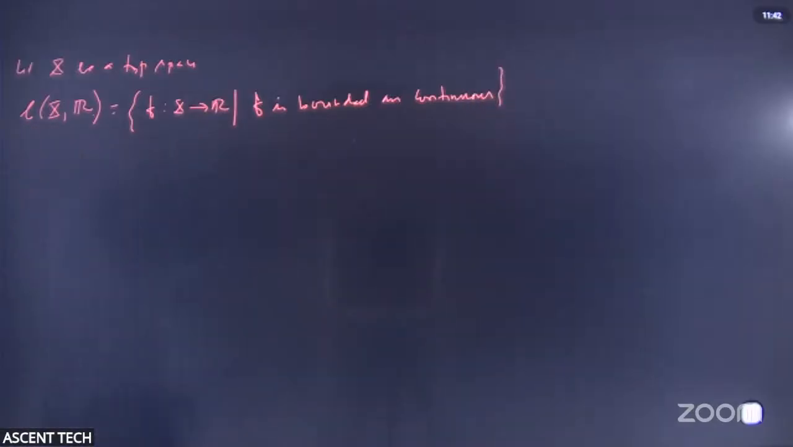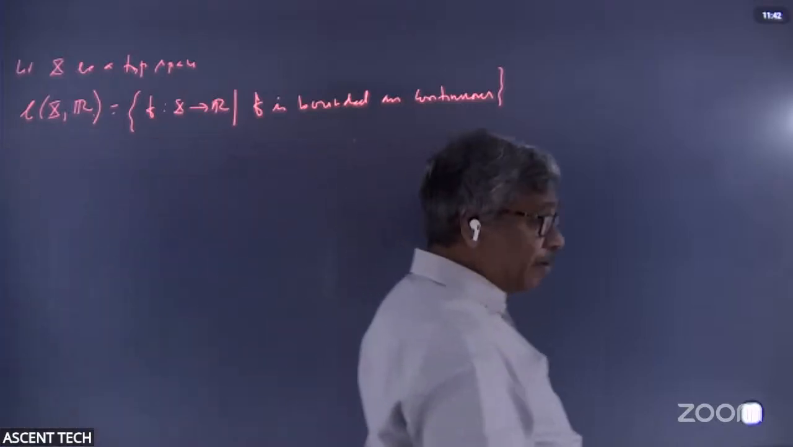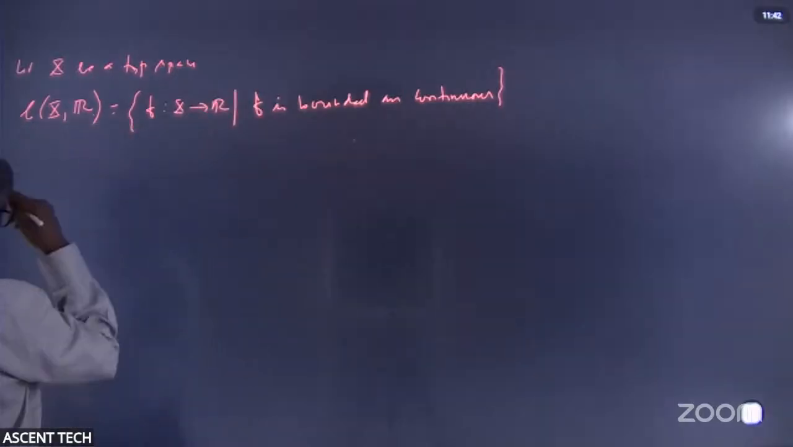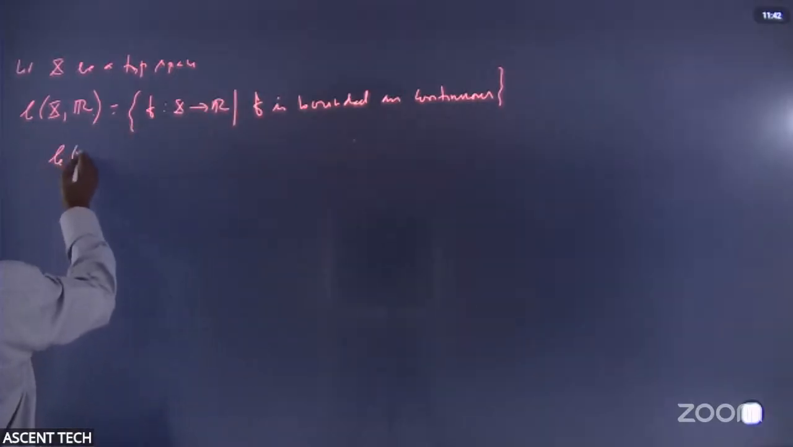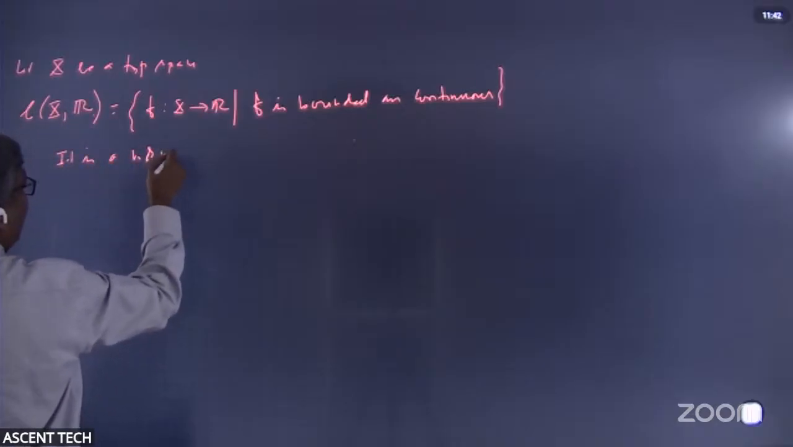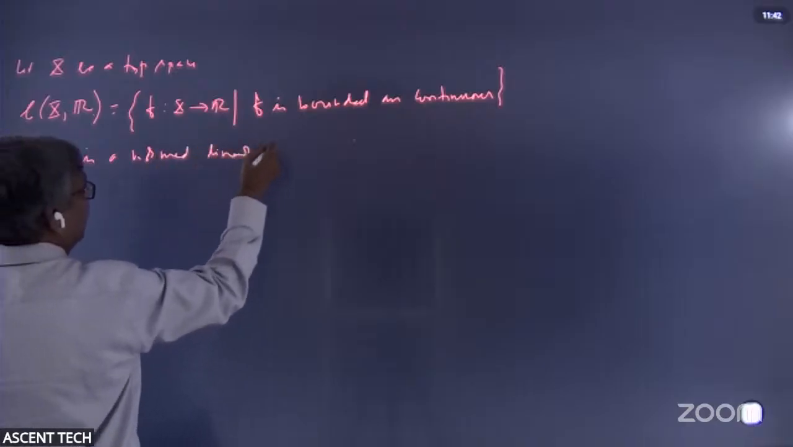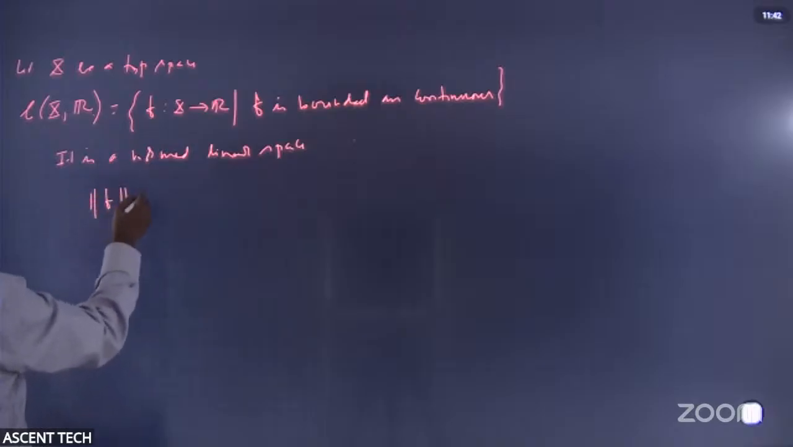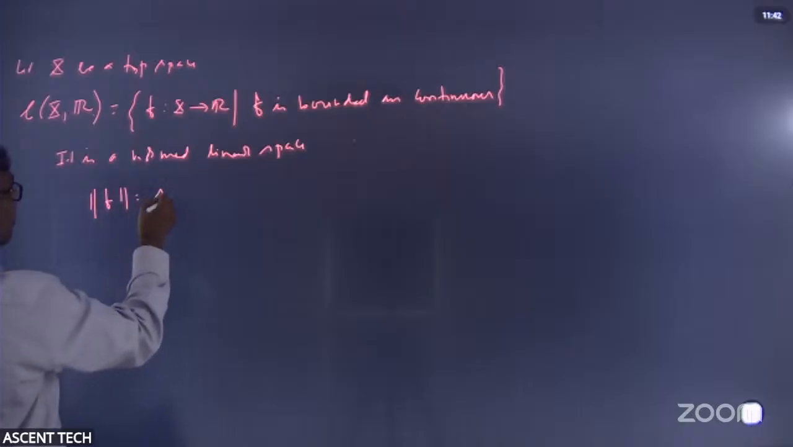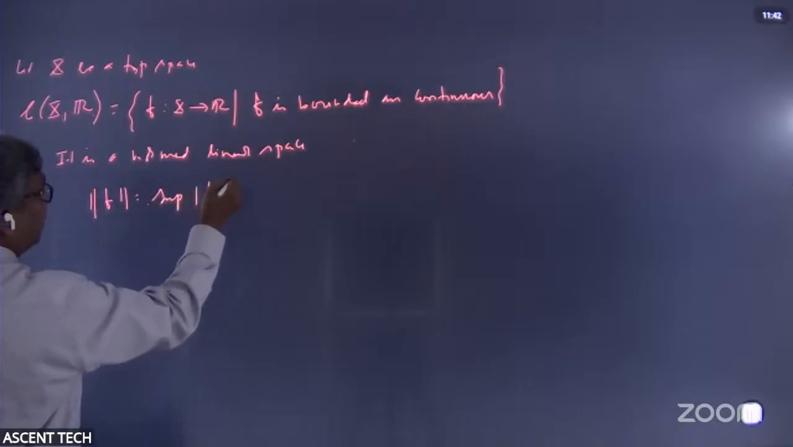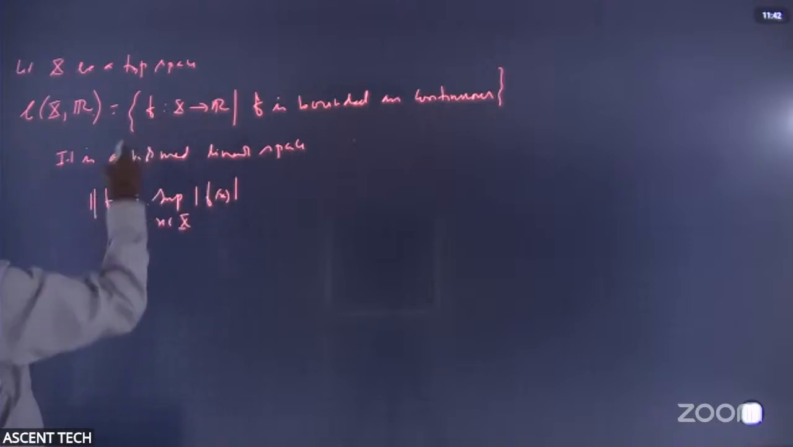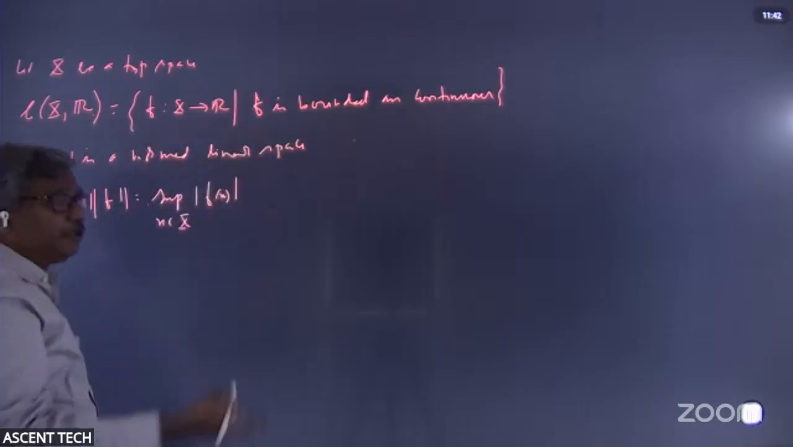C(X, R) becomes a normed linear space. It's linear over R and it has a metric structure. The norm is the following: norm of f, since it is continuous and bounded, is the supremum of mod f(x), x in the domain X. X is a topological space, so continuity makes sense. If it's only an abstract set, continuity doesn't come into the picture.